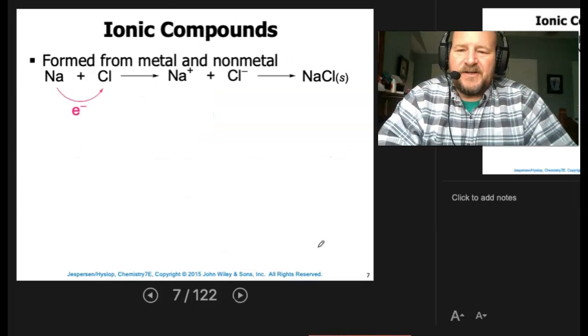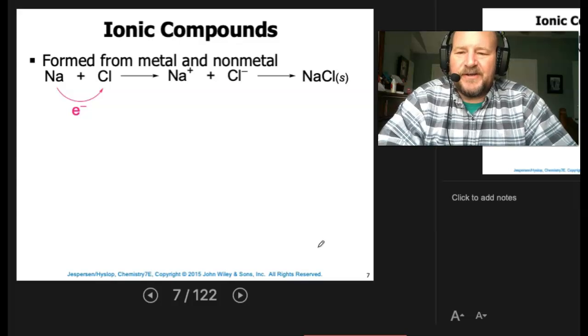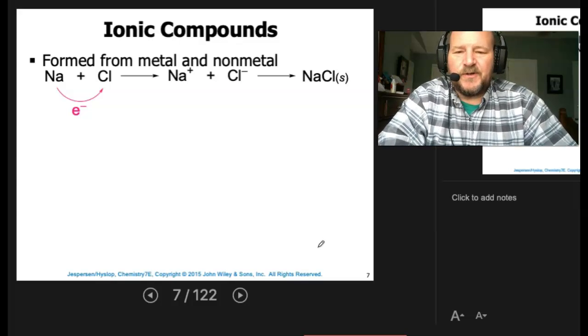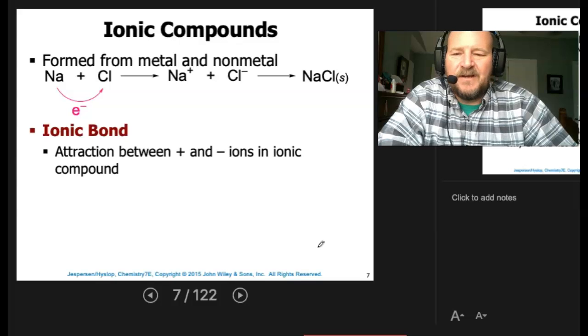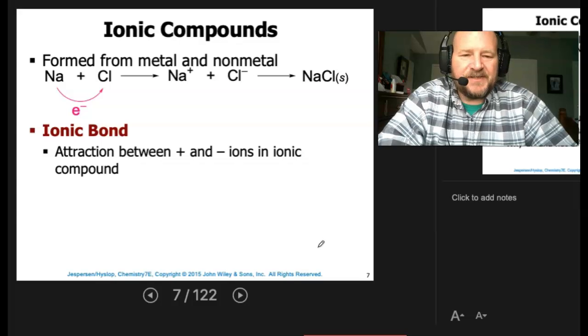So ionic compounds then are formed from a metal and a nonmetal. We know that a sodium will transfer an electron to a chlorine. That means the sodium will then be attracted to the chloride and we will form sodium chloride as a solid. So the ionic bond itself is actually the attraction between those oppositely charged particles.